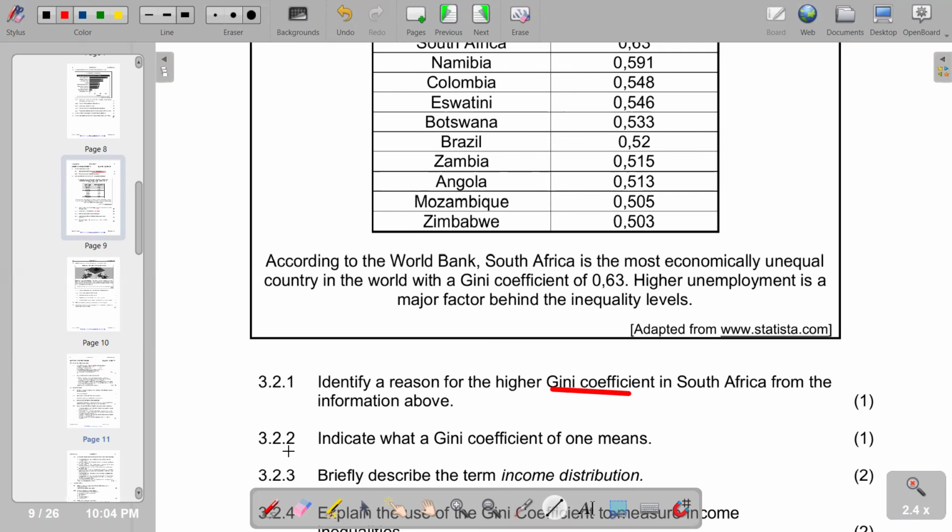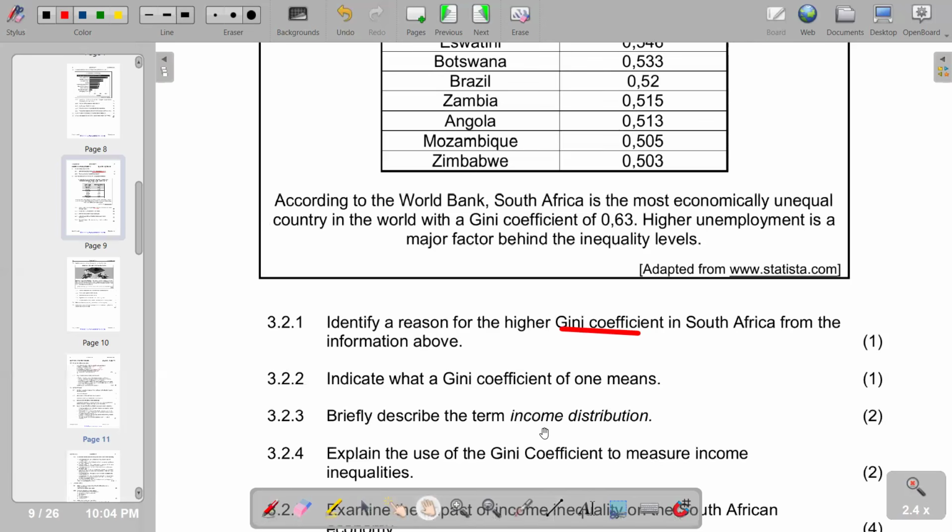So go to 3.2.2, indicate what a Gini coefficient of 1 means. A Gini coefficient of 1, it means a country's income distribution is equal. We have income distribution which is equal, then we have a Gini coefficient which is 1. Then moving on to the next question, describe the term income distribution.